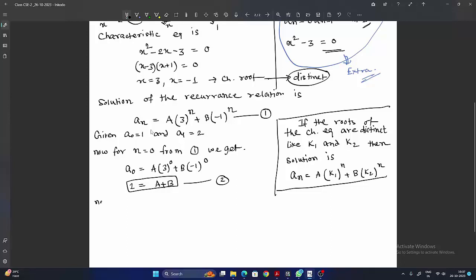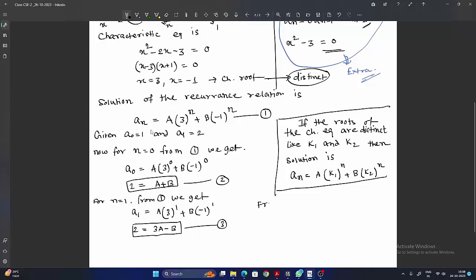And then for n equal to 1, from 1 we get a1 equals a times 3 to the power 1 plus b times minus 1 to the power 1. So the a1 value is 2, so 2 is equal to 3a minus b. That is the second relation in a and b, equation 3. Now solve these 2 and 3.